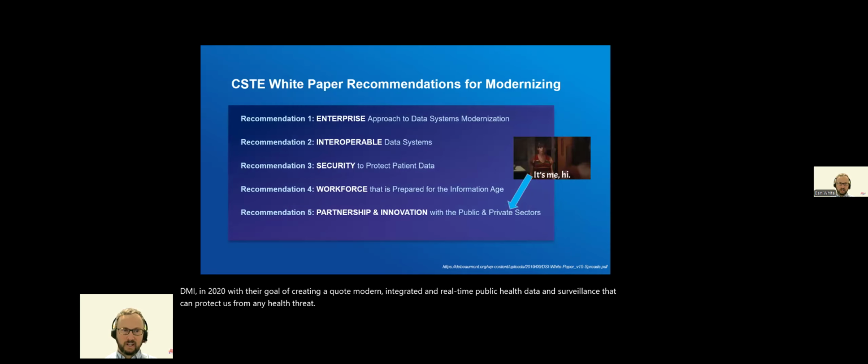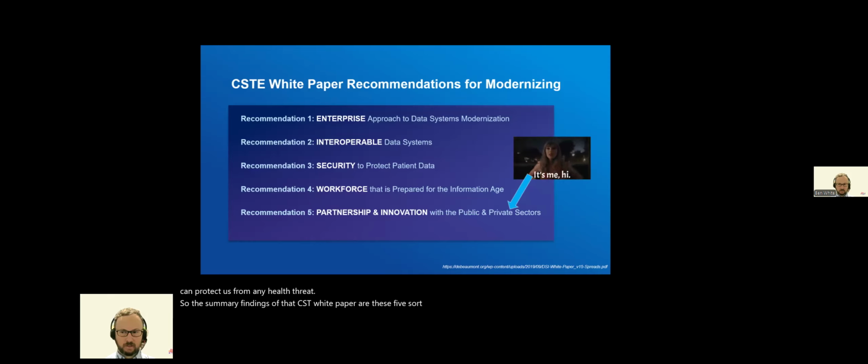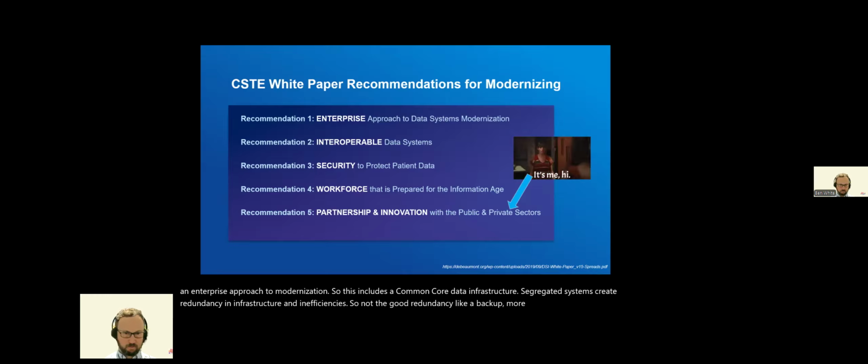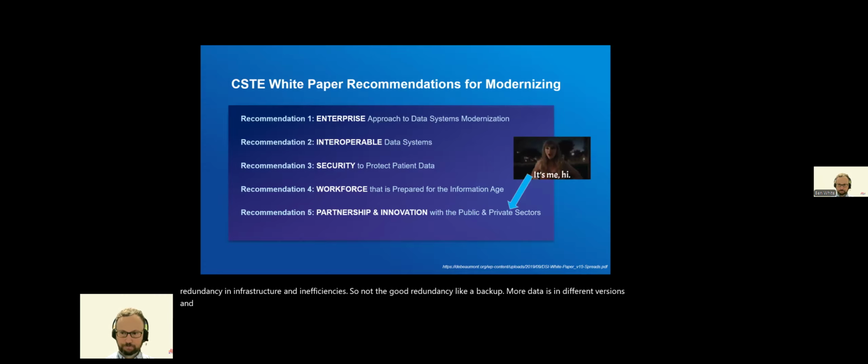So the summary findings of that CSTE white paper are these five recommendations, and they are as follows. So one is an enterprise approach to modernization. So this includes a common core data infrastructure. Segregated systems create redundancy in infrastructure and inefficiencies. So not the good redundancy like a backup, more data is in different versions and different systems and they're not talking to each other.